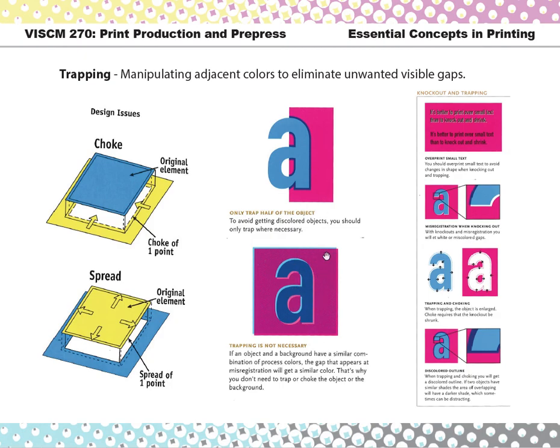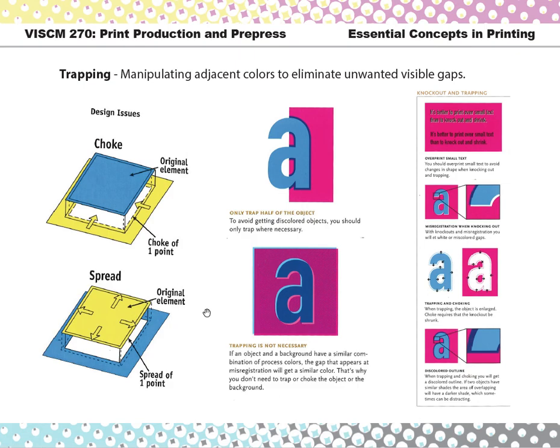So trapping is something that's done in pre-press. You do not do trapping. It gets done in the pre-press department, and it's done by the computers. They will do it automatically, and they find areas that need to be trapped, and they'll either choke or spread the colors depending on what the colors are that need to be trapped. Essentially, the lighter color will adjust to the darker color.